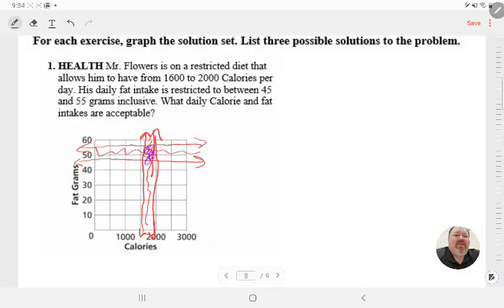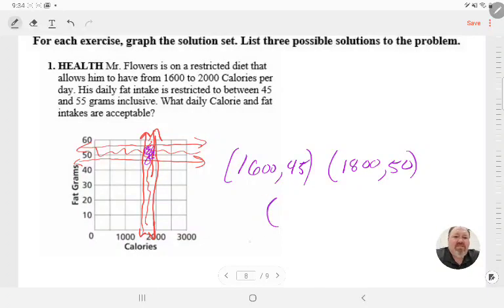So I know that it would be all of this area in this little square is what is allowed. So what daily calorie and fat intakes are acceptable? I have to list 3 points. Well, I could do 1645 because what's on the line is included. I could do 1850, and I could do something like 1952. It doesn't matter as long as it's in there. Okay, just 3 points. All that would be in that little square.